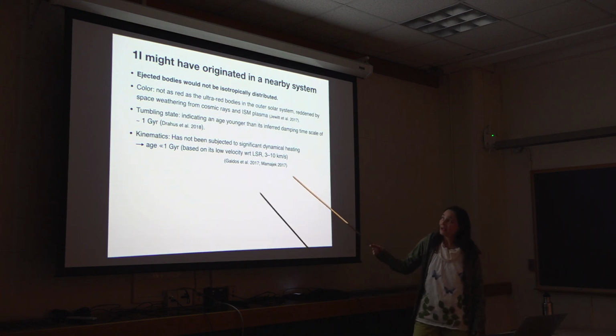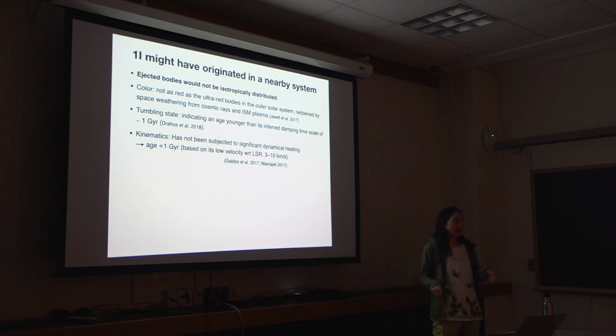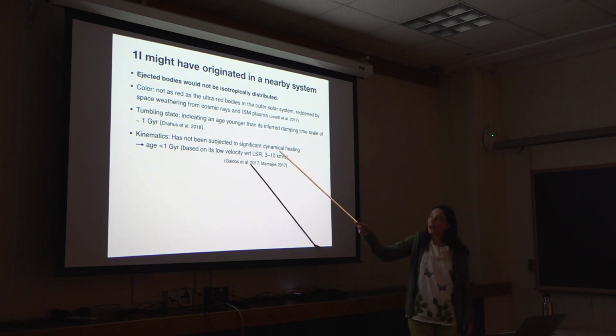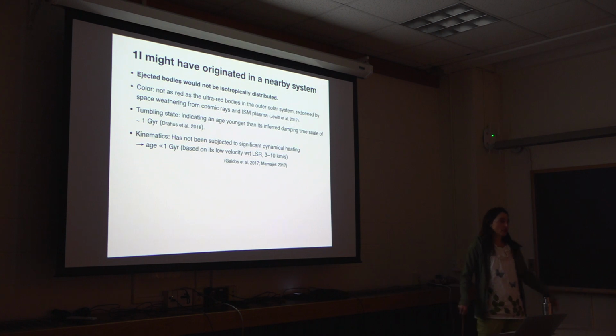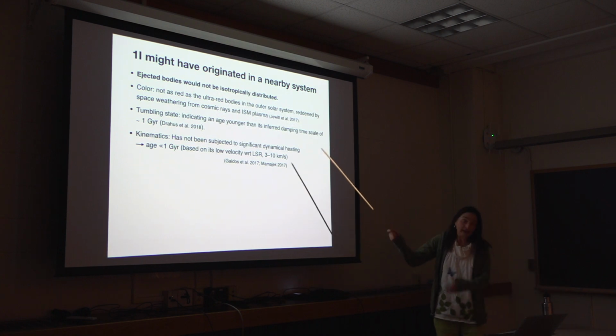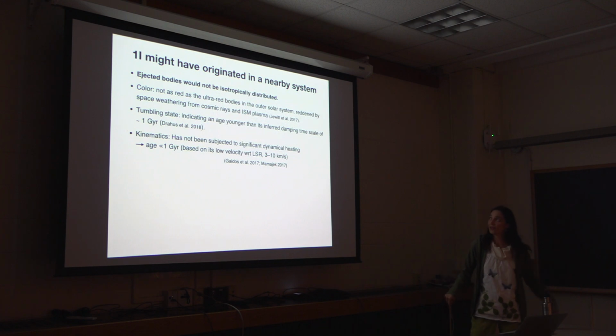So I think this object might have been ejected from a nearby system, and that the ejection might not be isotropically distributed. And I think this agrees with the fact that the color is not as red as you might expect from objects that have been exposed for a long time, like in the outer solar system, for example, right? That have been exposed to space weathering from cosmic rays, from ice and plasma.